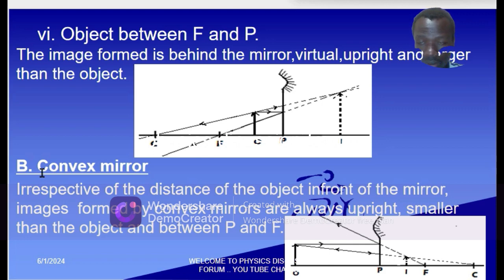After discussing all those of our concave mirror, I think you are able to remember how we draw them and remember the properties, how we identify them. Let us now move to the convex mirror. In a convex mirror, irrespective of the distance of the object in front of the mirror, the image formed is always upright, smaller than the object, and is formed between P and F. So irrespective of the distance, the image is formed between P and F. It is smaller, it is upright, it is virtual. So those are the properties.